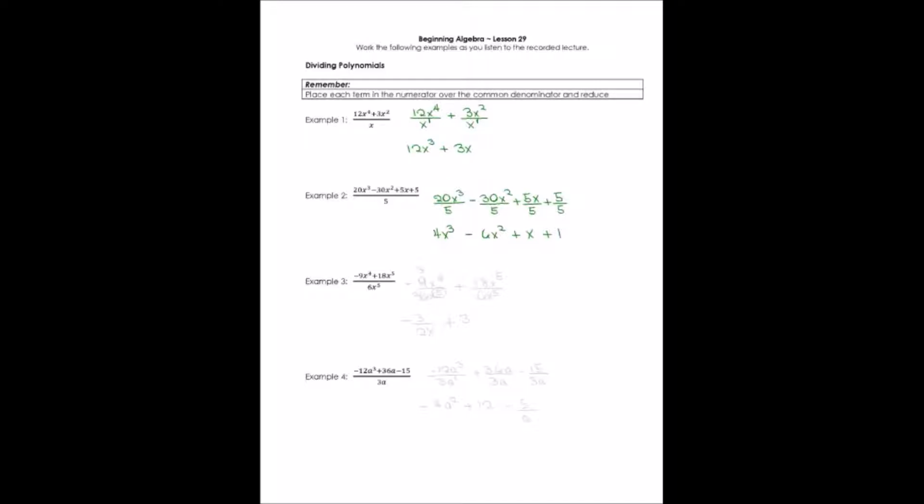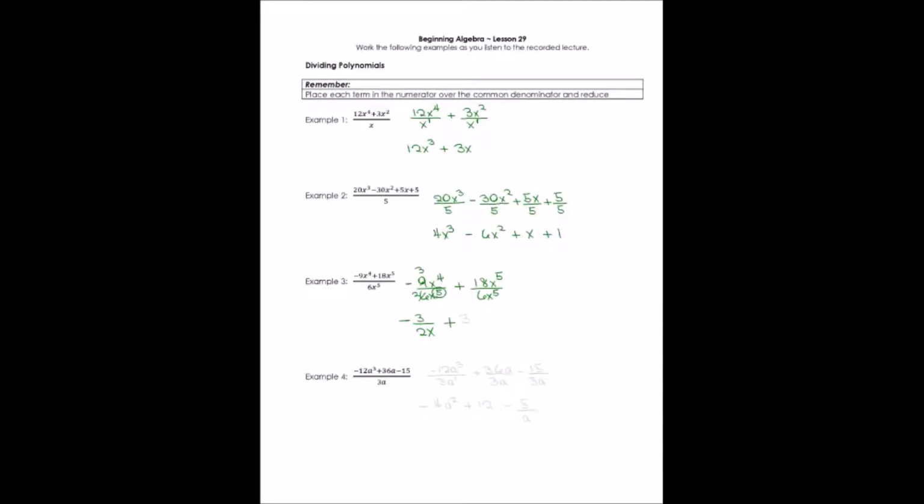Example 3, negative 9x to the power of 4 over 6x to the power of 5 plus 18x to the power of 5 over 6x to the power of 5. Simplify the first term. I can reduce. It's going to stay negative, but I can divide both of these numbers, the coefficients, by 3. So I end up with the fraction 3 over 2. Then when I divide my exponents, I say x to the 5th minus x to the 4th gives me x. It needs to stay in the denominator because that's where my greatest exponent was.